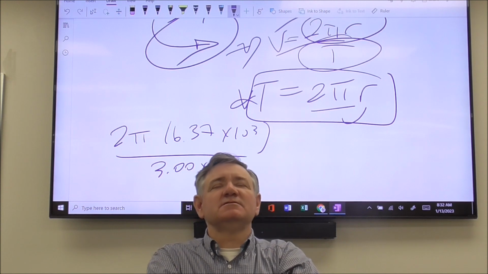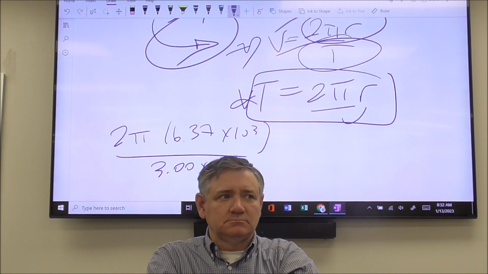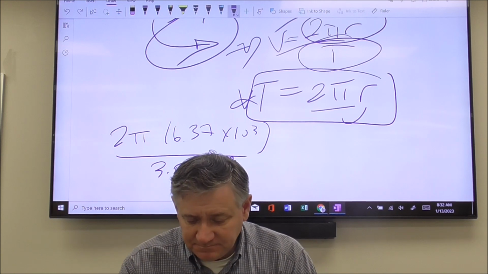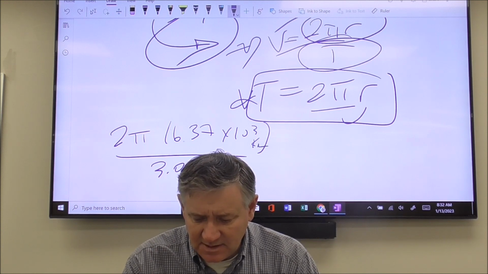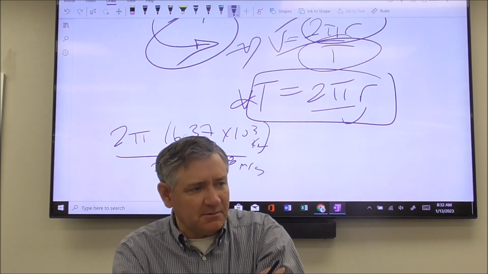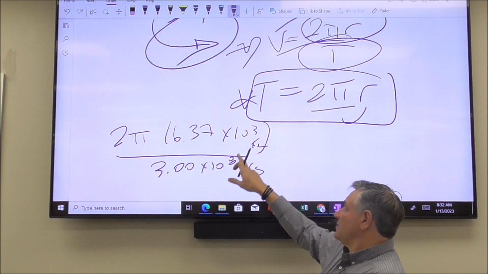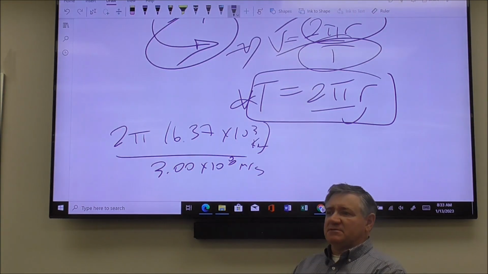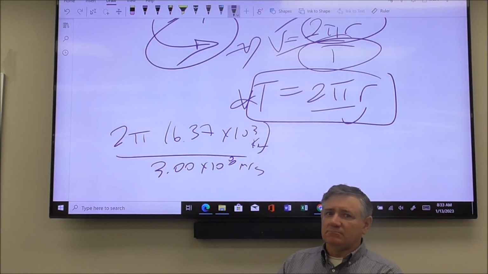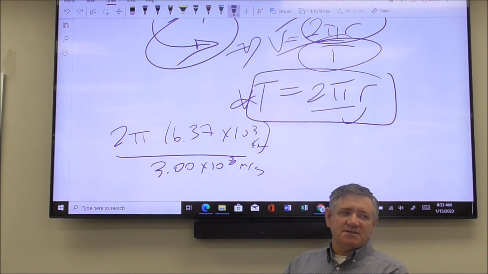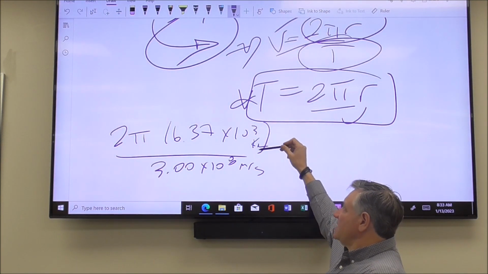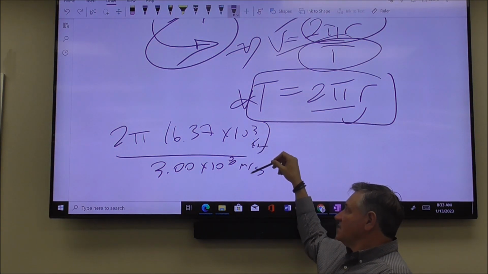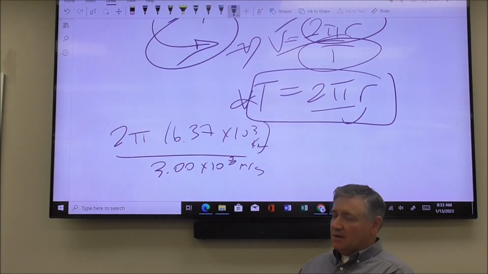Why is this so horribly wrong? Units. Here's the deal. I have kilometers here, I have meters per second there. Could I take kilometers and divide that by meters? Can't do it. So you have to make a decision. Do you want to change this into meters by multiplying by 1,000? Or do you want to change this into kilometers per second by dividing by 1,000?